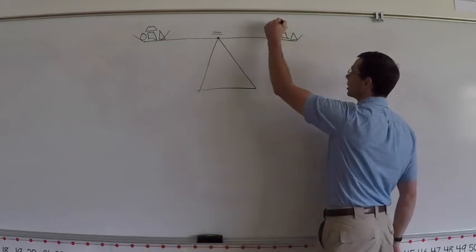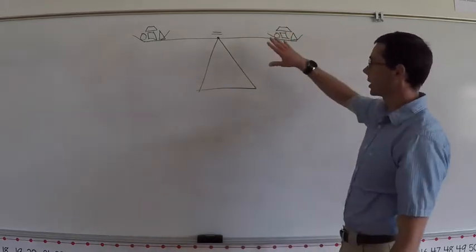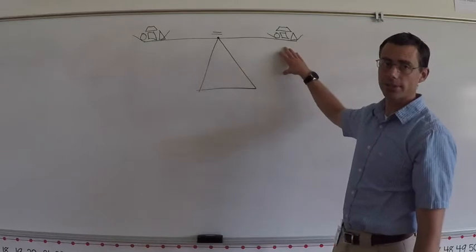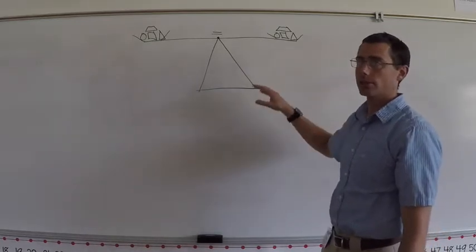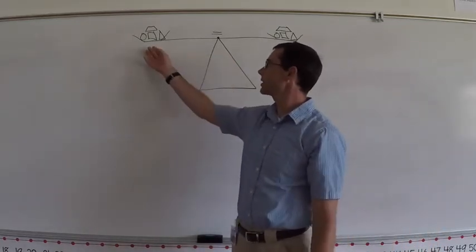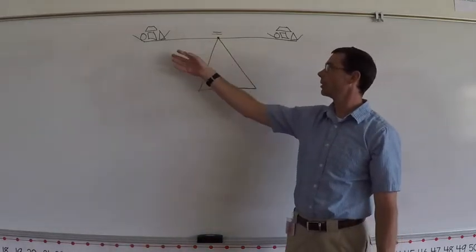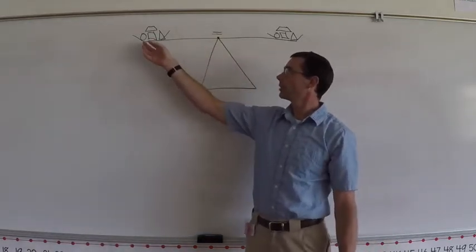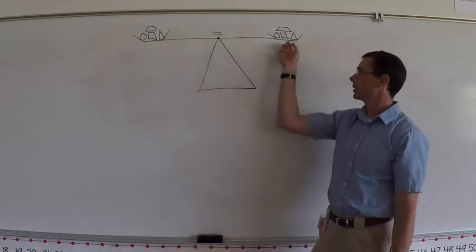trapezoid to that side, then in order to keep it equal, I have to add the same things to this side. Okay, so on a scale, whatever I do to this side, if I want to keep it equal, if I want to keep this balanced, whatever I do to one side, I have to do to the other.